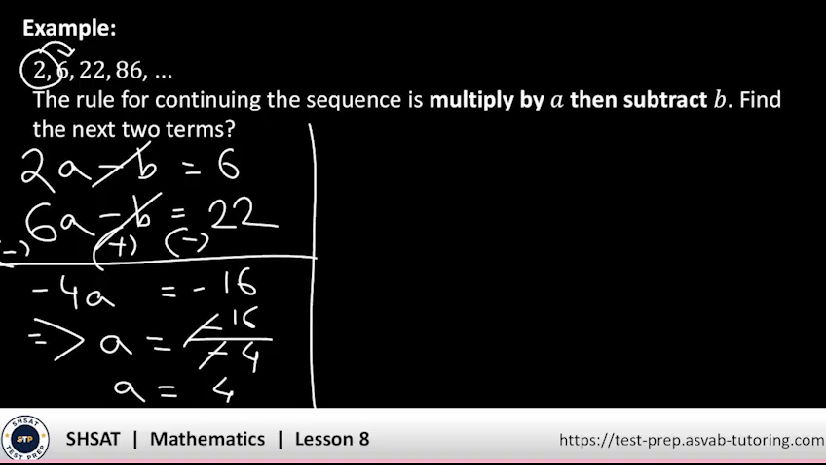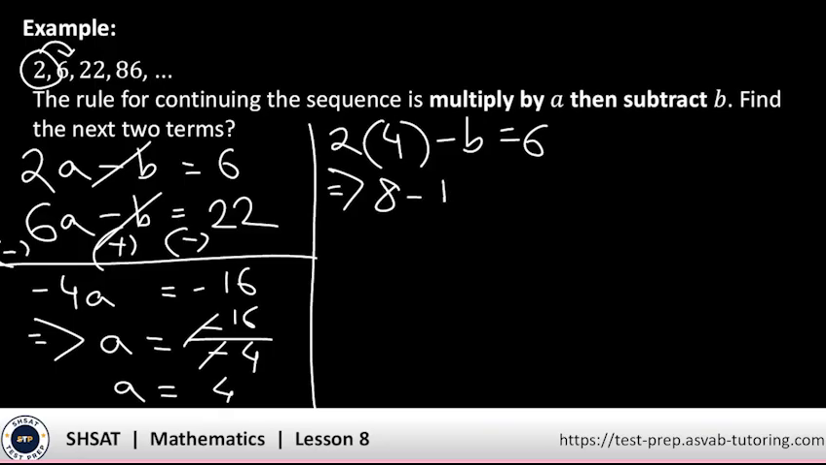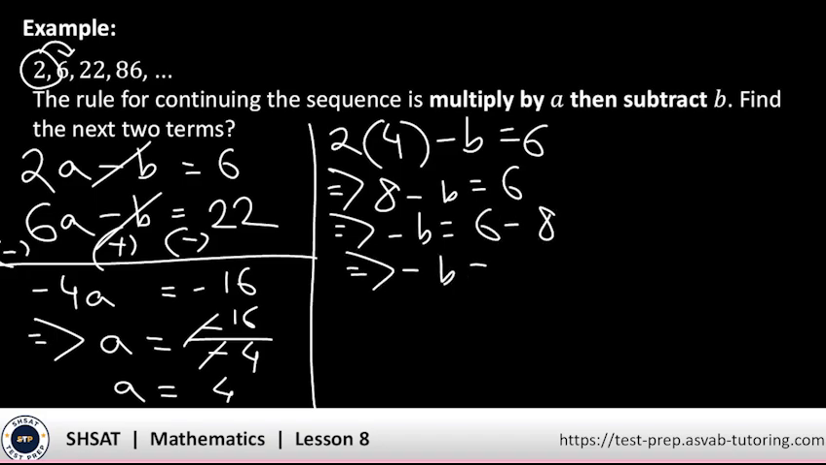If you now put A equals 4 in the first equation, or any equation in that instance, you can write 2 times 4 minus B equals 6. Now 2 times 4 is 8, so let me just write 8 minus B equals 6. That makes it minus B equals 6 minus 8. 6 minus 8 is minus 2. Cancelling out the minuses gives me B equals 2.